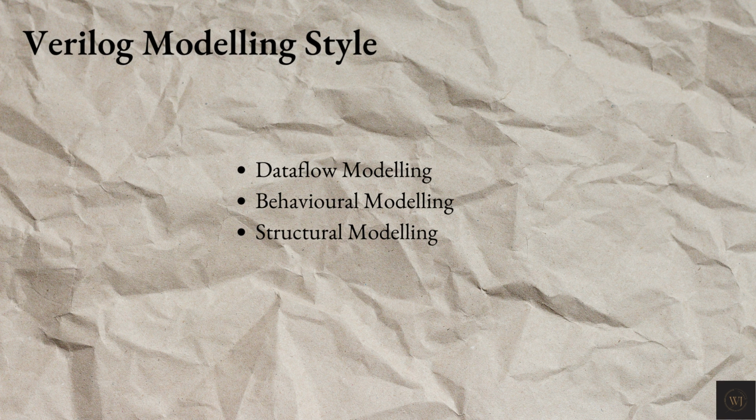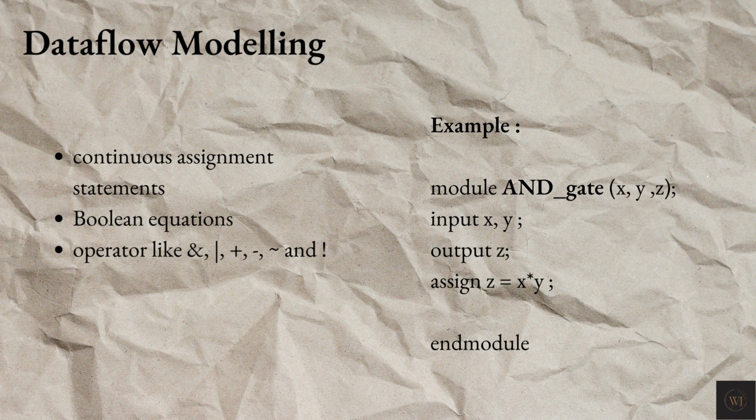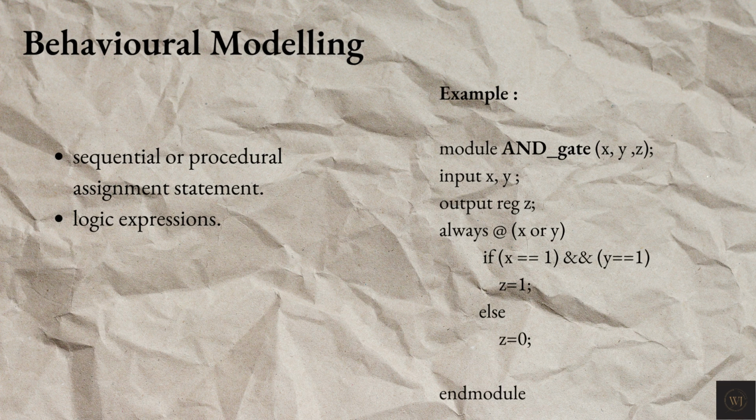There are three different modeling styles used for Verilog code: data flow modeling, behavioral modeling, and structural modeling. Data flow modeling is described using continuous assignment statements. It utilizes Boolean equations and uses operators to push inputs and produce outputs. For example, a two-input AND gate, with output Z and inputs X and Y, is denoted as assign Z = X & Y.